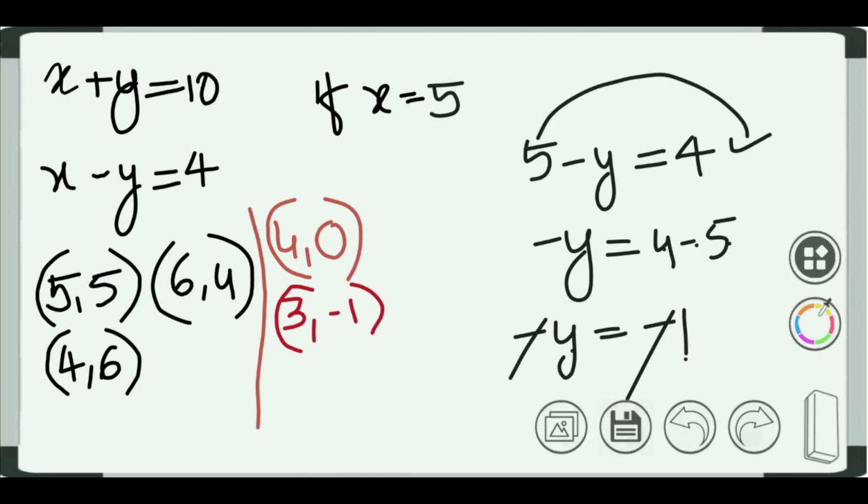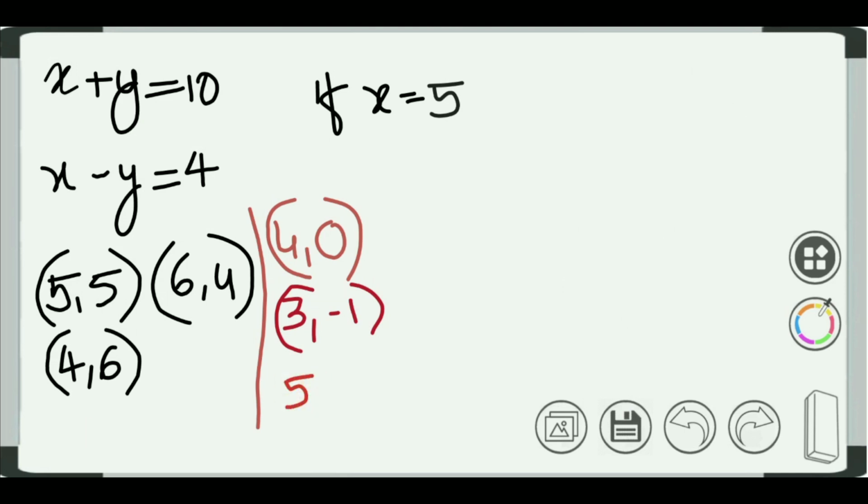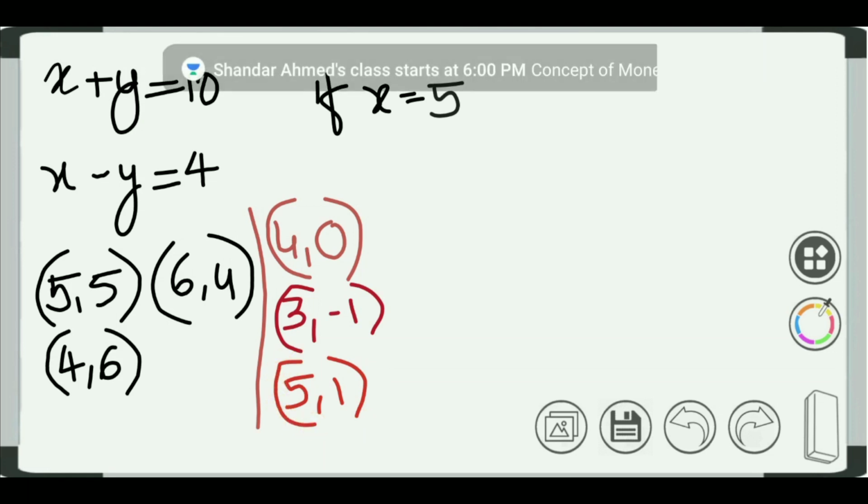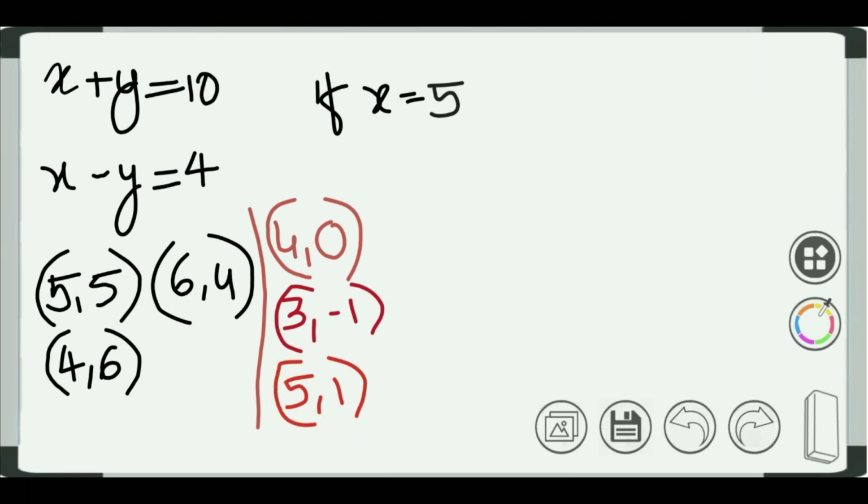I got the third point as x is equal to 5, y is equal to 1. So these are the points which I got from equation number 1 and equation number 2. Now we'll plot it in the graph.